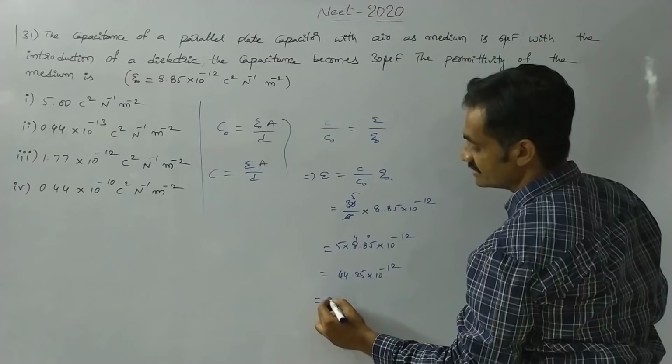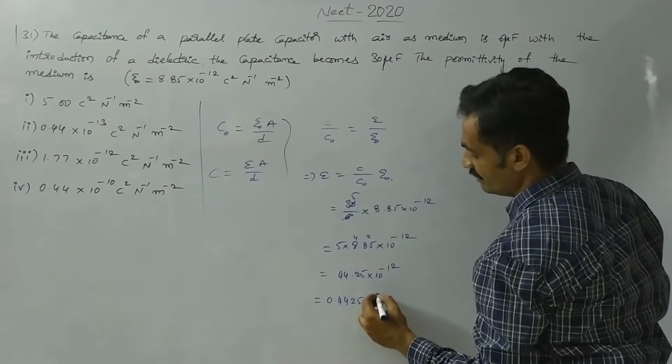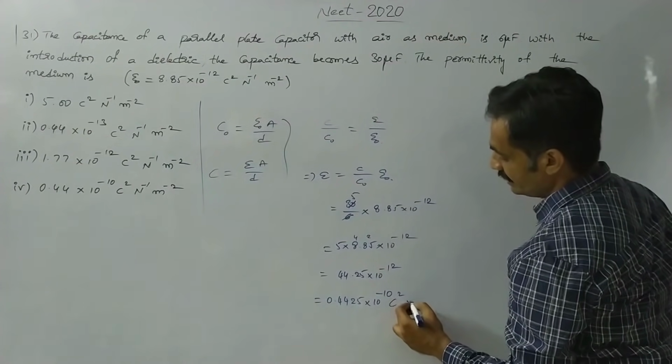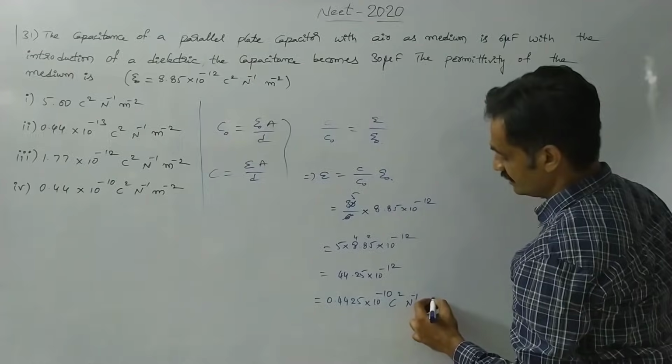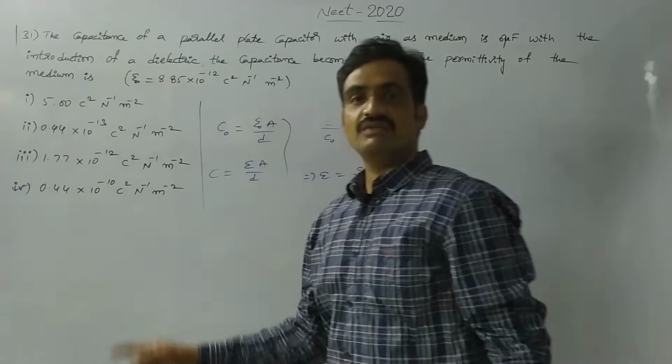We can also write it as 0.4425 into 10 to the power of -10 coulomb square per Newton per meter square. So option will be 4. Take a screenshot, we will continue.